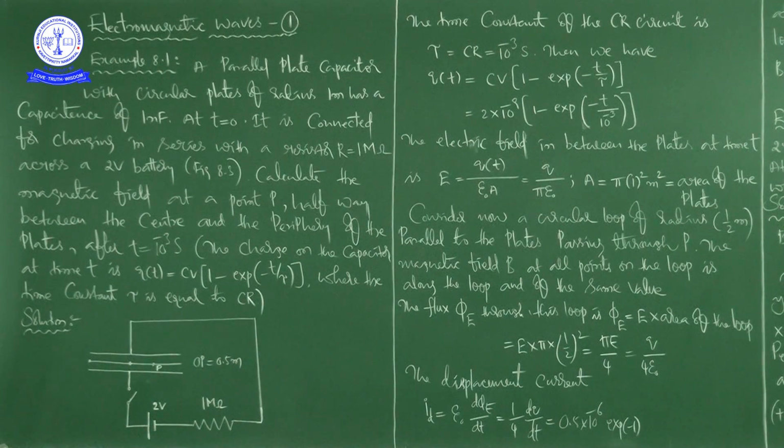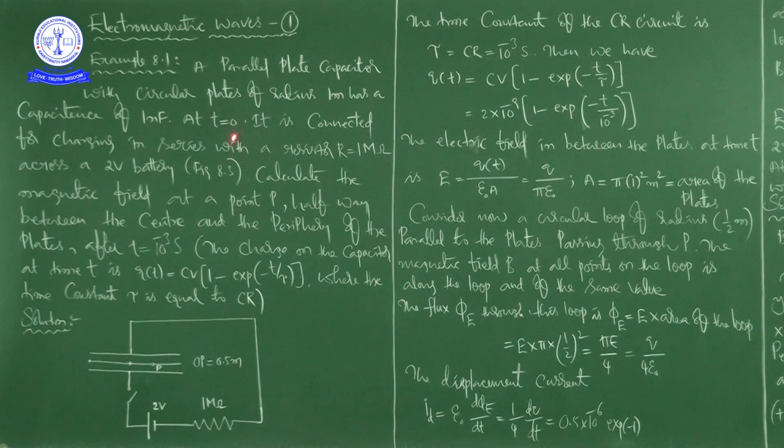Okay. So nanofarad is not the SI unit, no. If you want to convert into SI units, you can convert into farad. That is, 1 nano is 10 to the power of minus 9, no. So here the capacitance of the parallel plate capacitor with circular plates is 10 to the power of minus 9 farad. 1 nanofarad in SI is 10 to the power of minus 9 farad.